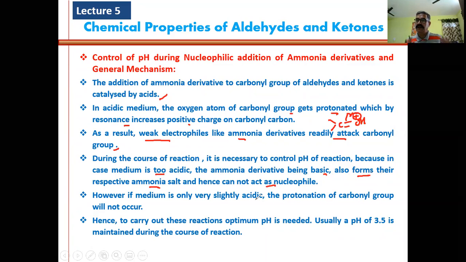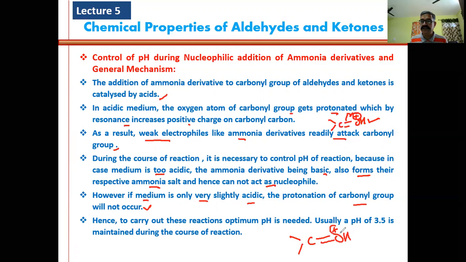It's very important. If we make the condition too much acidic, what will happen? The acidic condition will protonate the ammonia derivative also, form its ammonium salt, hence the reaction will not occur. However, if the medium is only very slightly acidic, if we reduce the acidity too much, the protonation of the carbonyl group will not occur, which is what we want. Why do we want the protonation of the carbonyl group?